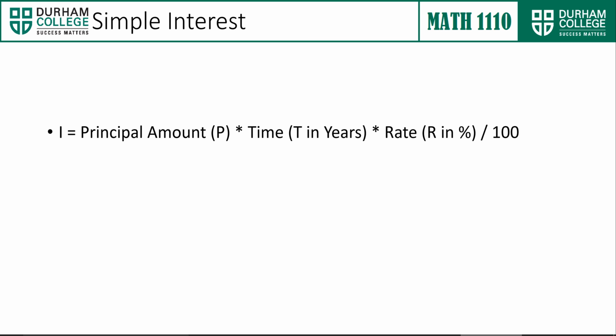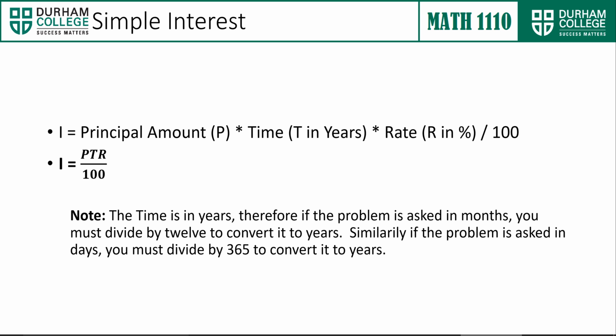We have to make sure that the rate is in decimal, not in percentage. If it is in percentage, and most of the time it will be, we have to divide the rate by 100 to make it a decimal. So this is how we go about it. The formula for simple interest becomes I equals PTR over 100. P stands for principal amount, T for time, and R for rate. And 100 is just to convert the rate, which is in percentage, to a decimal amount.